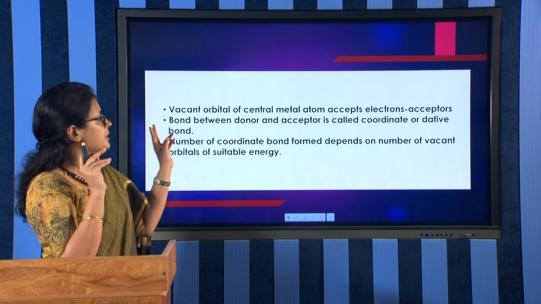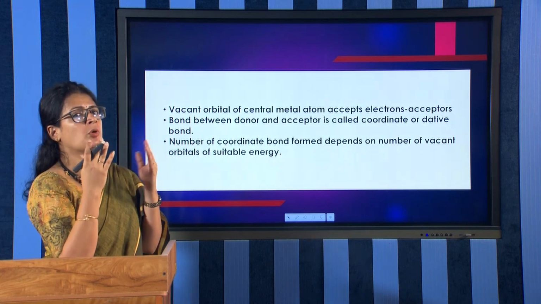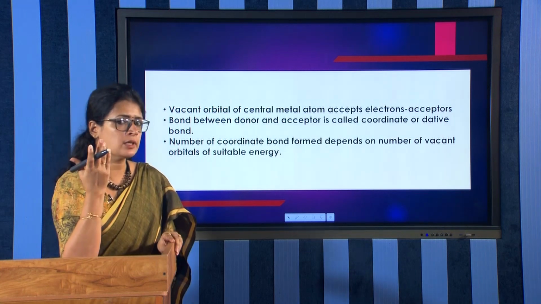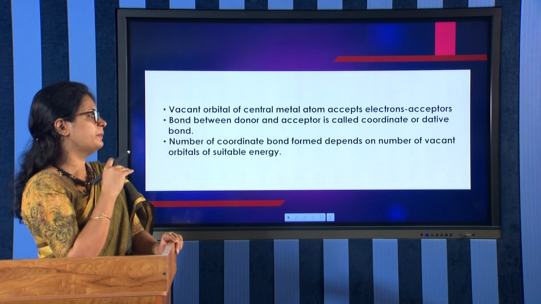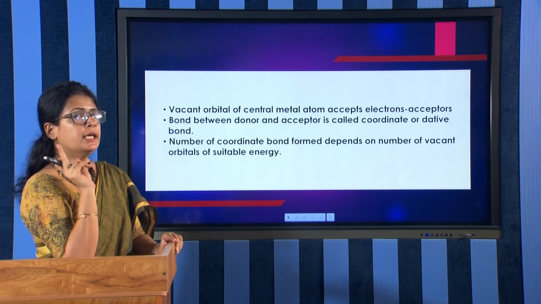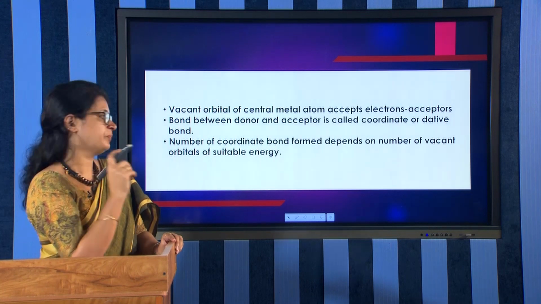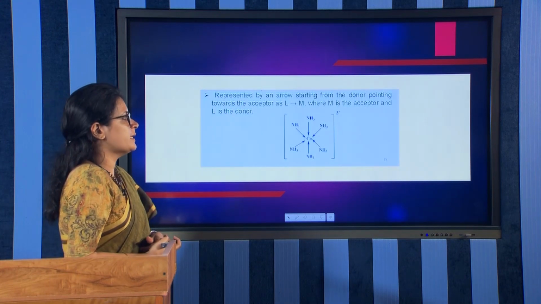The bond between donor and acceptor is called a coordinate bond, or a dative bond, or otherwise a semi-polar bond. The number of coordinate bonds formed depends on the number of vacant orbitals of suitable energy in the central metal atom. And now, it can be represented simply like this.